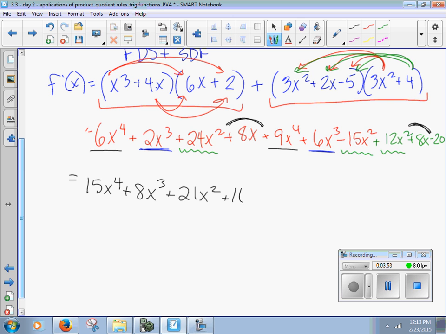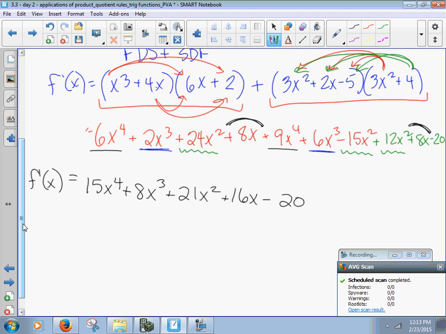6x to the fourth plus 9x to the fourth, what did you guys get? 15x to the fourth. 2x cubed plus 6x cubed is 8x cubed. 24 plus 12 is 36. 36 minus 15 is 21. Do you see why I did it that way? Just because the numbers in my head were easier that way. 8x. Don't forget that poor little minus 20 out there. Holy crap. What is that?